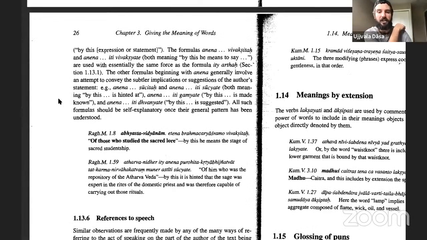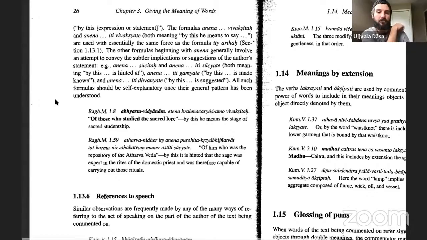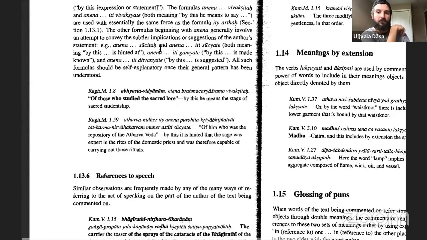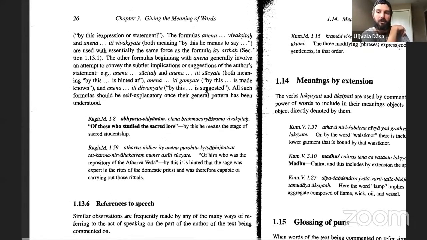The other formulas beginning with anena generally involve an attempt to convey the subtler implications or suggestions of the author's statement, e.g., anena suchitaha and anena iti suchite, both meaning by this is hinted at. Anena iti gamyate, by this is made known. Anena iti dhwanyate, by this it is suggested. All such formulas should be self-explanatory once their general pattern has been understood.